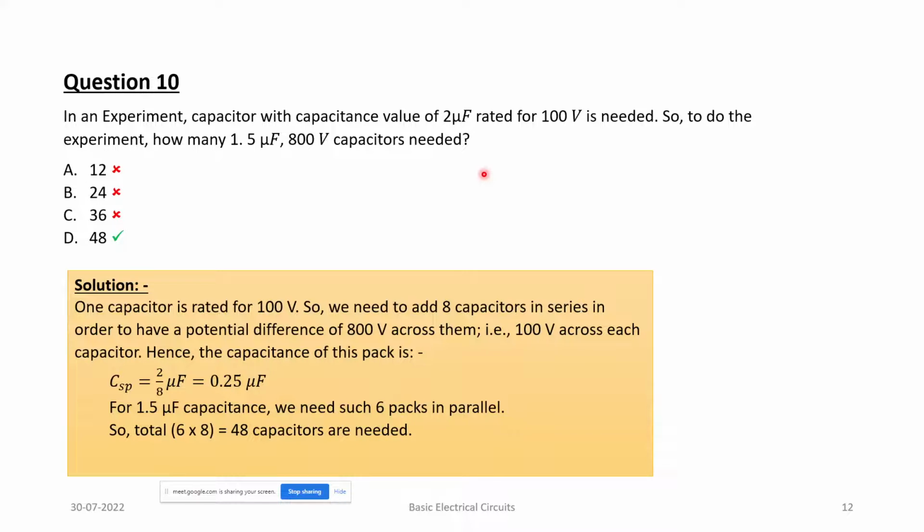Sir, 1.5 microfarad 100 volt is needed, right? 1.5 microfarad 100 volt capacitors are provided to you, n number of capacitors of that rating. Yes sir. And you need to ensure a 2 microfarad 800 volt equivalent capacitance pack using these capacitors.